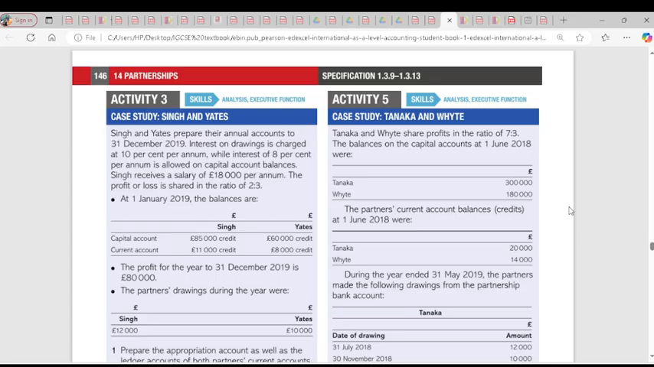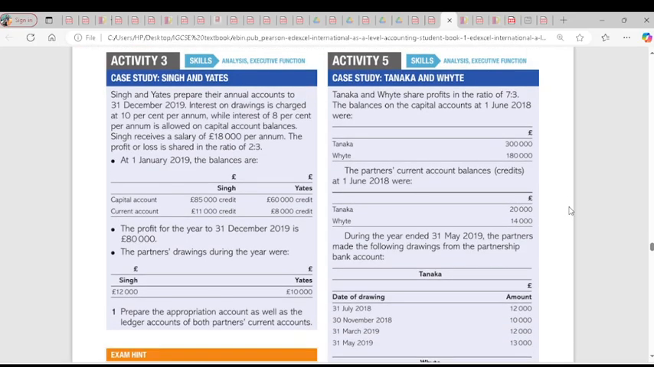Now we prepare the current account. For the current account, we have the debit side and the credit side. The debit side will have drawings, interest on drawings, salary that is due for the year, and the balance. It's just like a ledger. Our drawings: we have 47,000, the total in your drawings account for Tanaka.